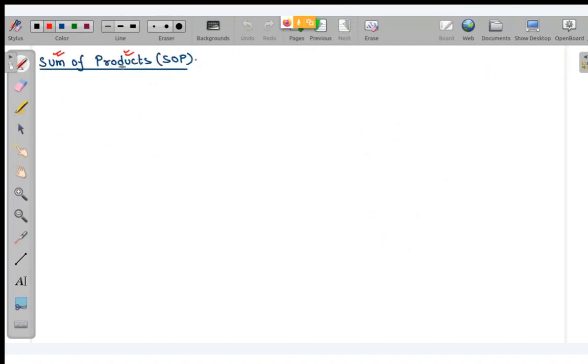One example can be f is equal to ab plus... I could have taken from here, or it's okay. Here also f is a function of a, b, c. So sum of product terms can be like this: abc plus, means we are simply summing the individual product terms. So this is sum of product.